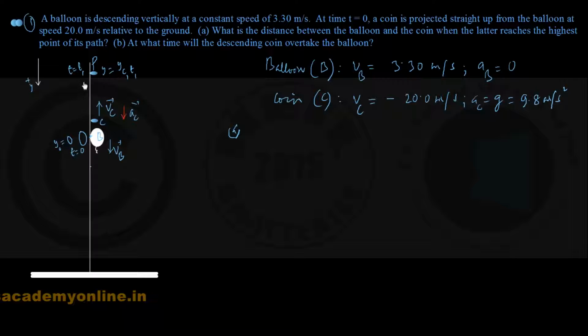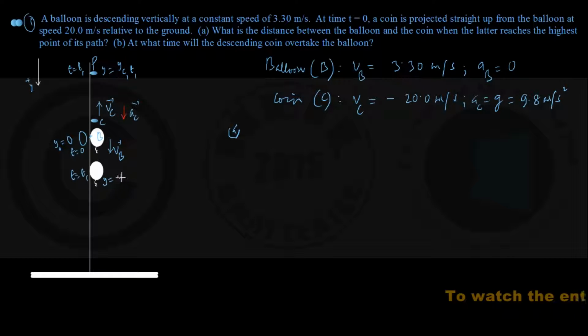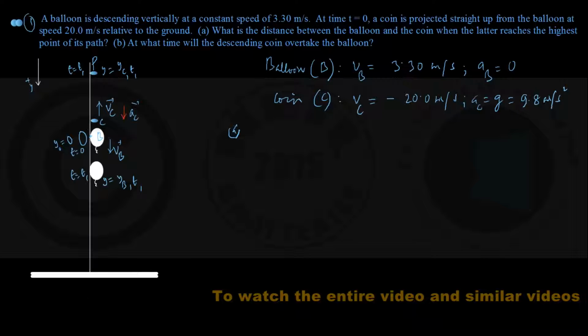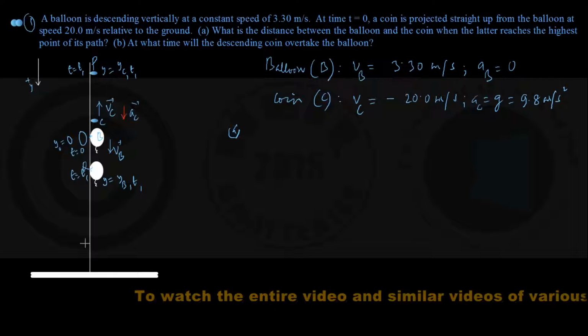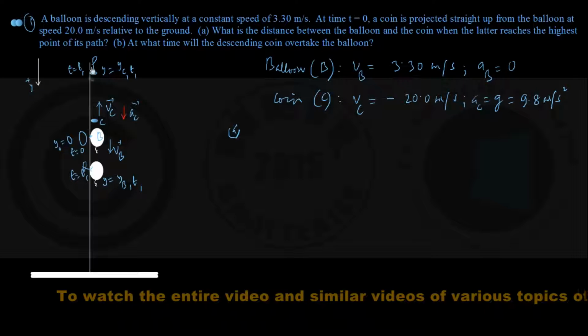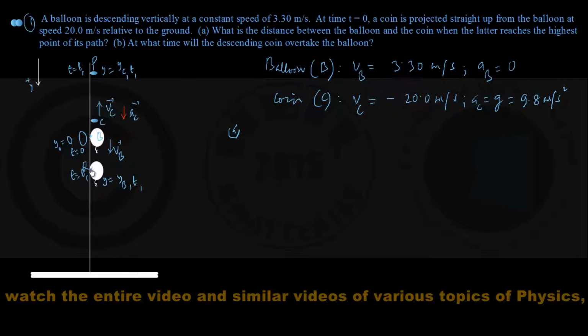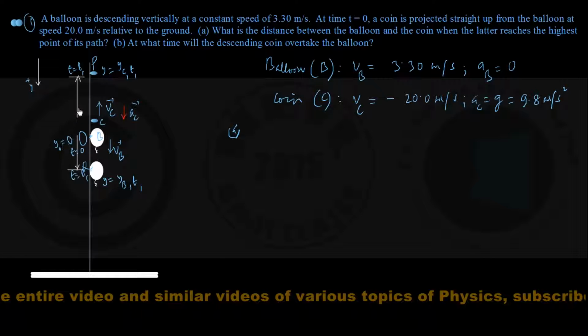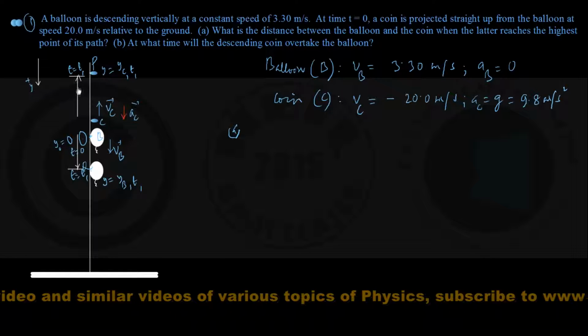During the same interval of t1, suppose the balloon has descended to this position. So this time is also t equals t1, and the corresponding y coordinate of the balloon, that is yb for balloon, at the same time t1. Let me take this point to be the point Q, and we have to find out the length of PQ, that is the distance between the coin and the balloon when the coin is at its highest point. So this is the distance I am looking for.